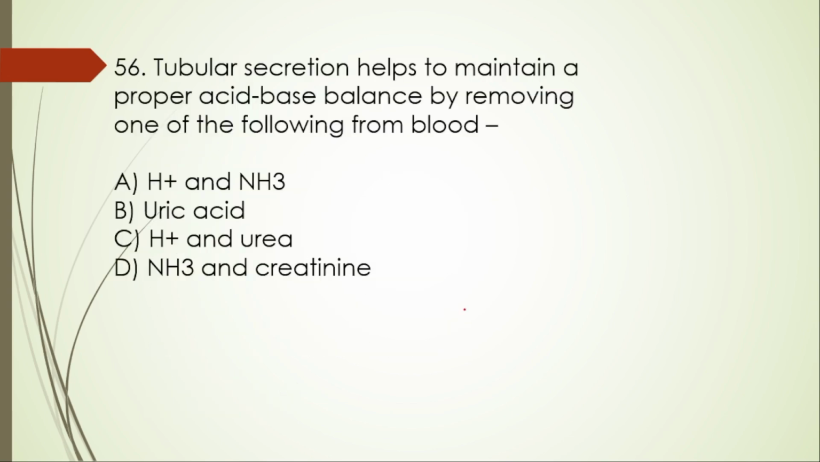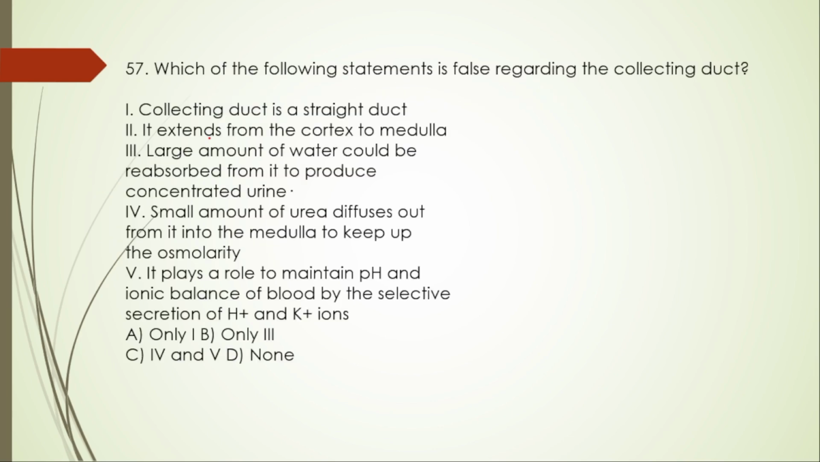Tubular secretion helps to maintain a proper acid-base balance by removing one of the following from blood. That is hydrogen ions and then ammonia. This one itself is right. Next, 57th question.